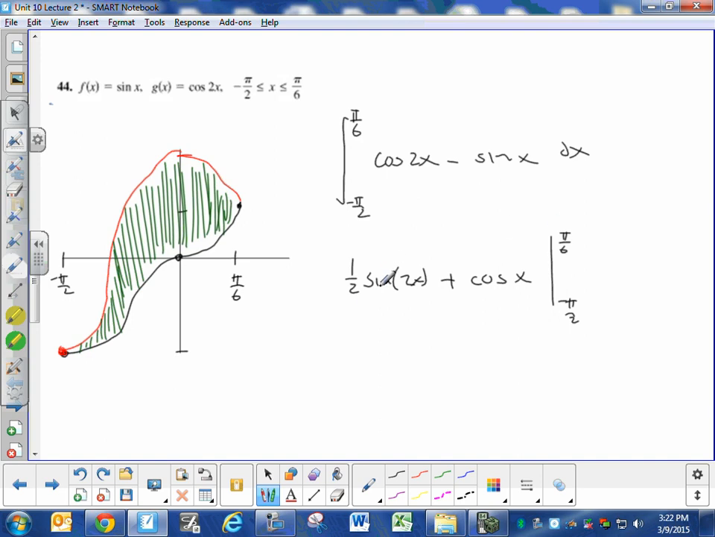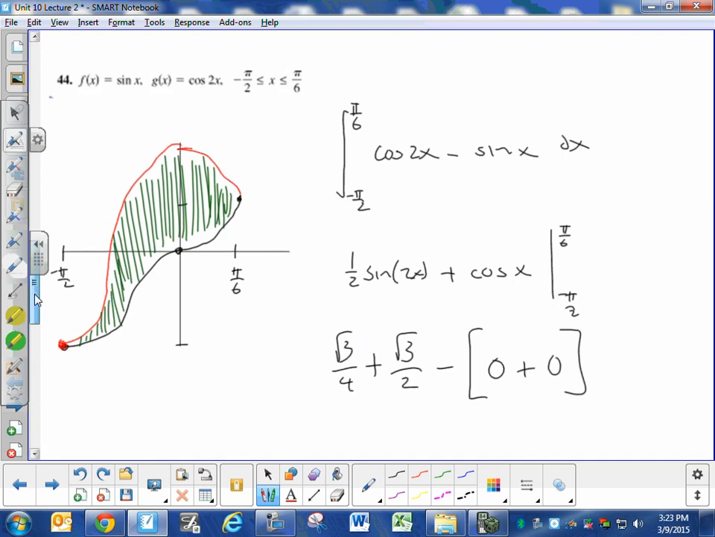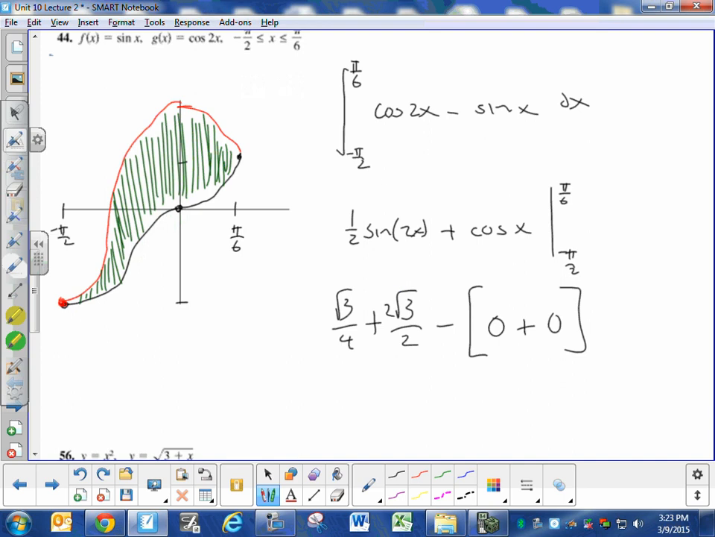Sine of pi over 3 is root 3 over 2, so this would be root 3 over 4. Cosine of pi over 6 is root 3 over 2, minus, again, it's the sine of negative pi over 2 times 2, that would be the sine of negative pi, which is 0, and then plus the cosine of negative pi over 2, that's 0 as well. So it ends up with this, which is root 3 over 4, this is 2 root 3 over 4, so I'm thinking we're at 3 root 3 over 4.